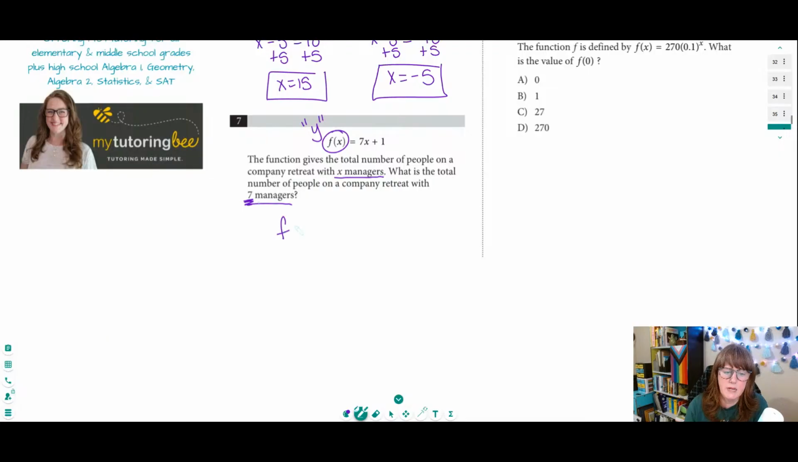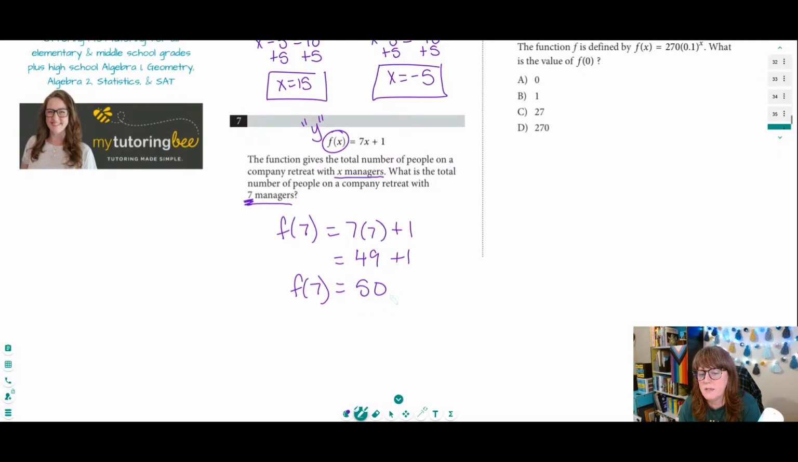So we simply substitute in. When we write it like this, f of 7, we're just saying, well, what do we get when we plug in 7 for x? And we're just solving this side of the equation. Nothing happens over here. So 7 times 7 is 49. 49 plus 1 is 50. So f of 7, when there are 7 managers, then the total number of people that are on the trip is 50.